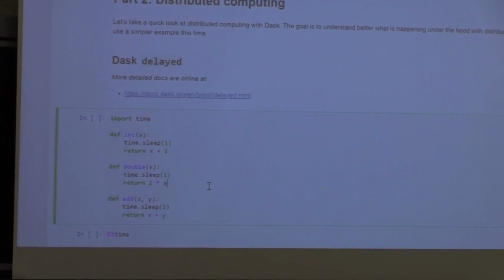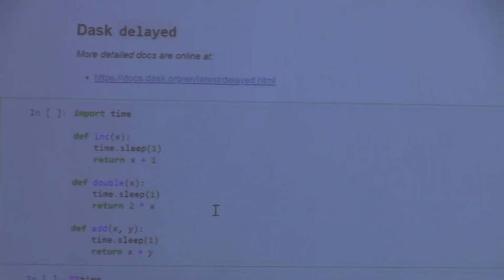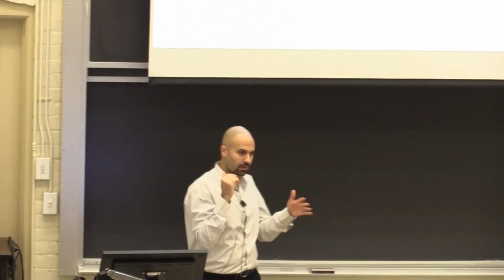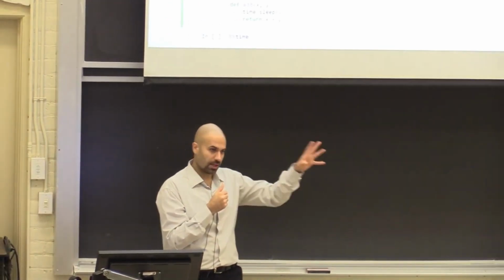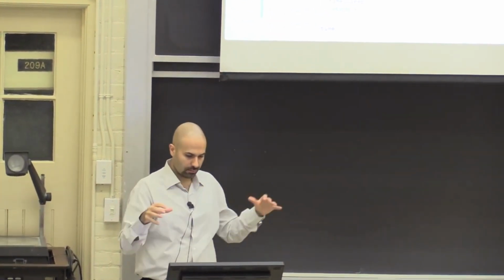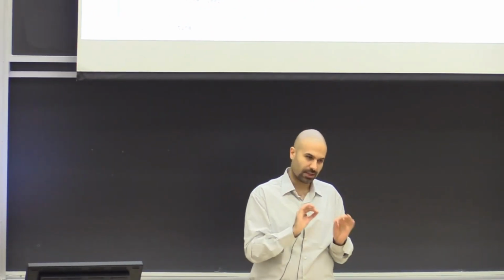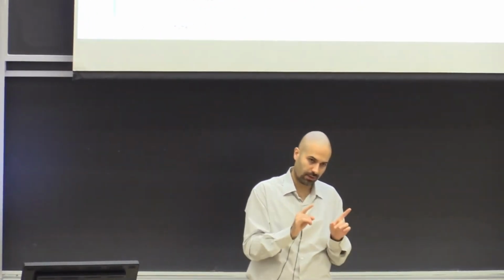It takes x, it adds 1 to it, but also it sleeps for 1 second, meaning that it just makes the CPU wait for 1 second. Then the next function is double. As you can see, again, this one sleeps for 1 second and then doubles the input. Then the third function, add, takes x and y, so 2 arguments, and then sleeps for 1 second and returns their sum. So as you can see, each of these functions is going to take 1 second plus something, right? Because they all involve 1 second of sleeping.